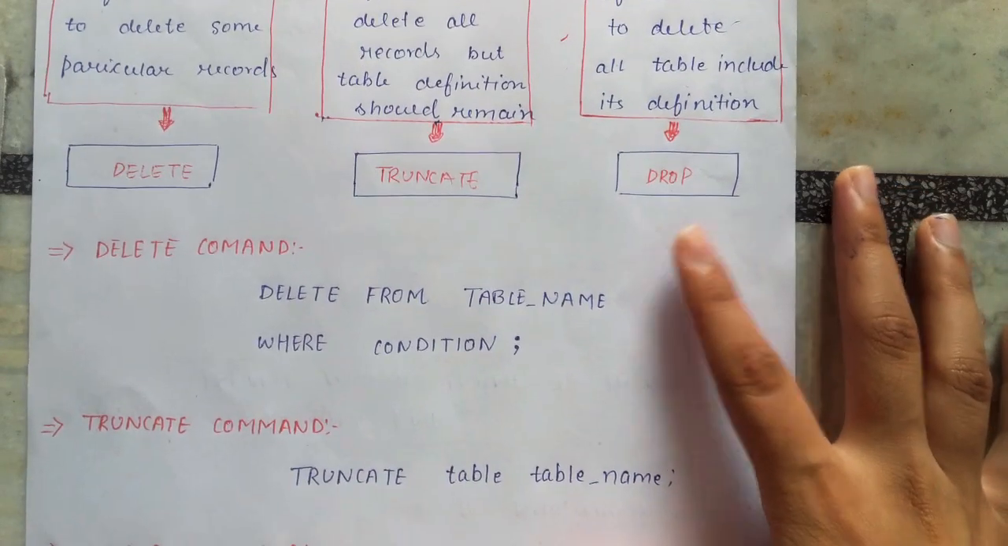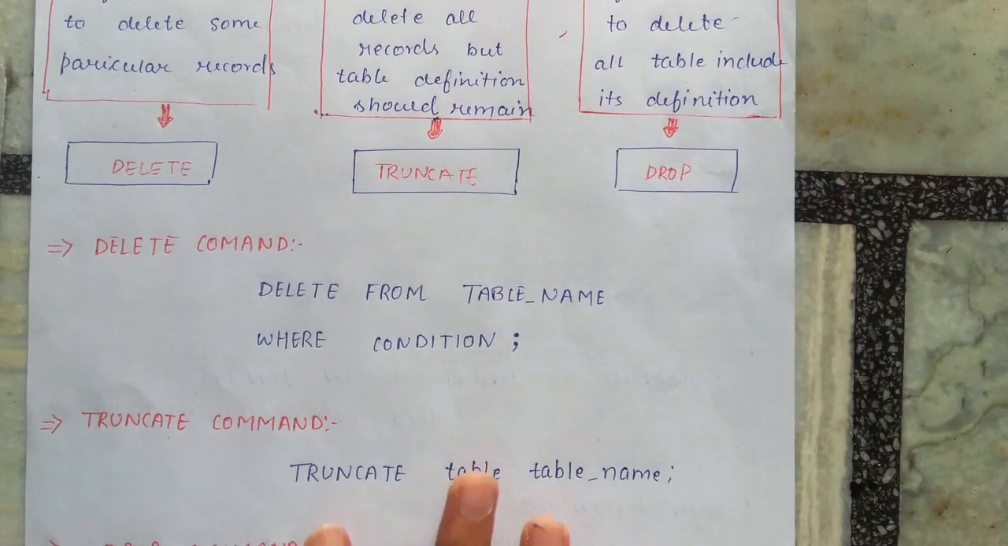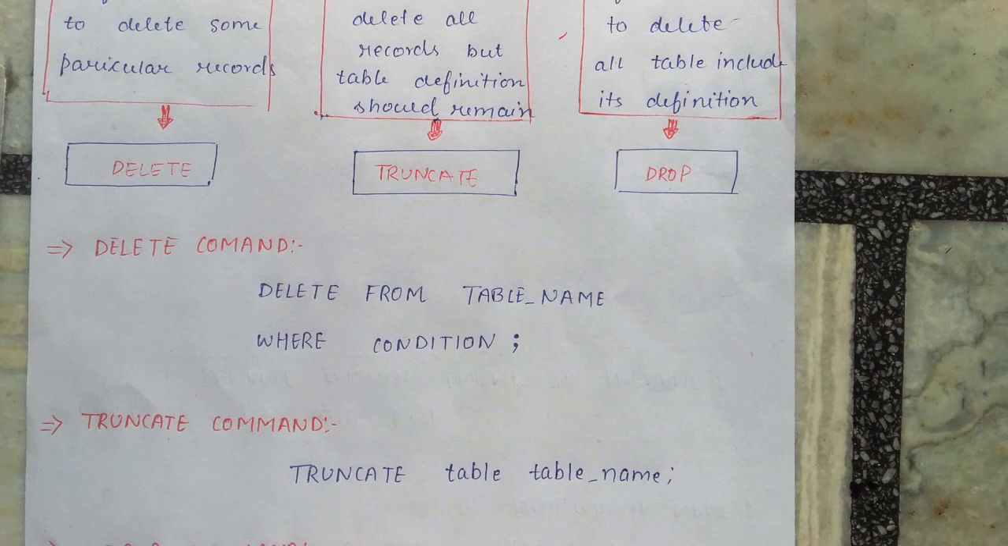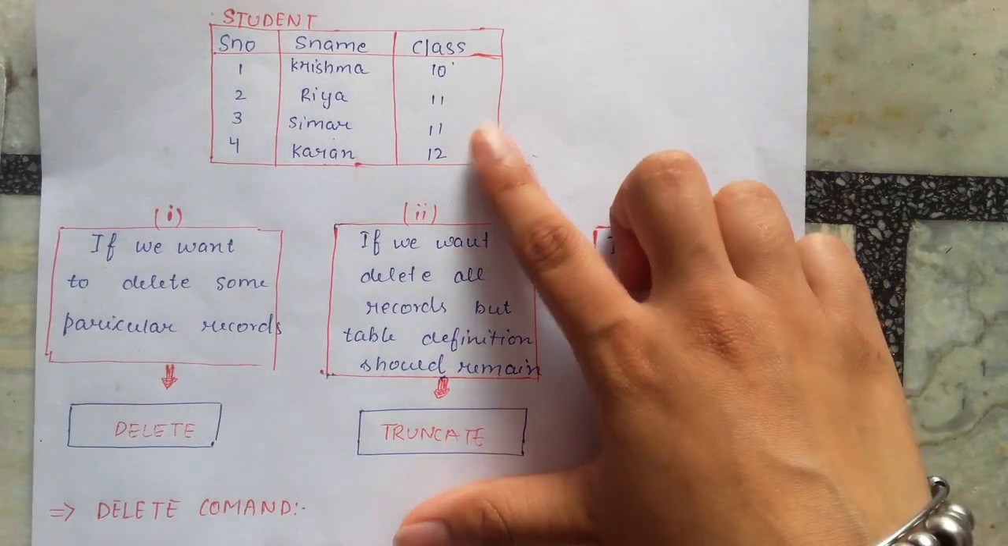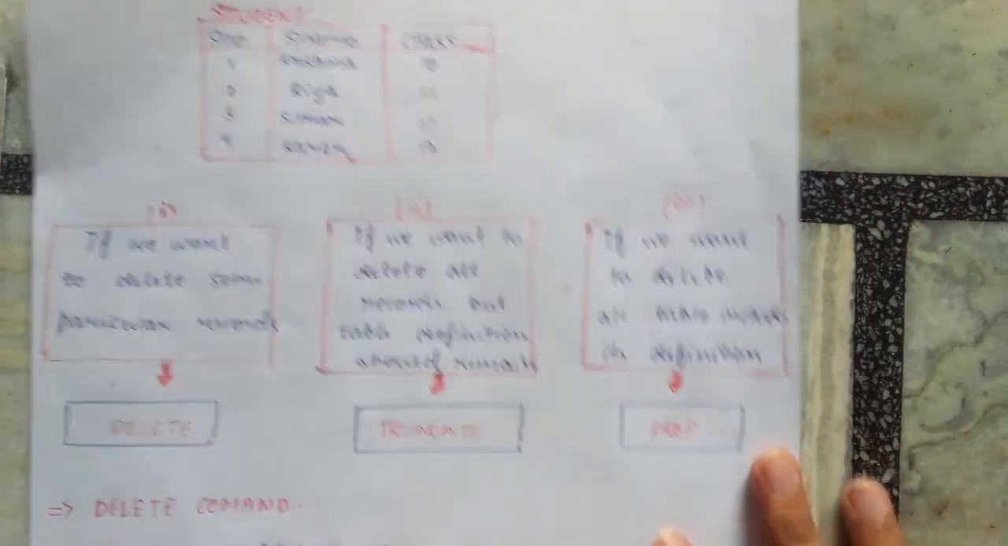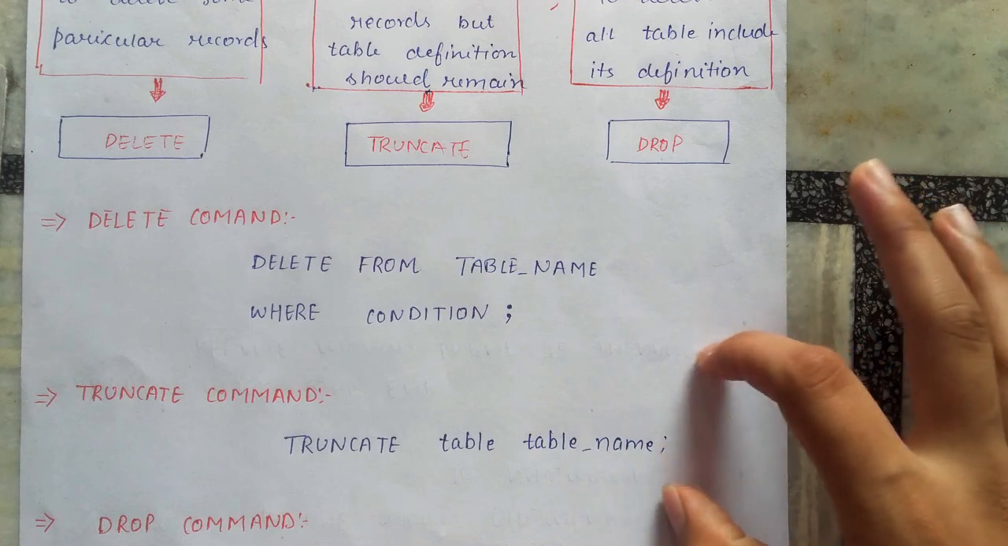Now the next is the truncate command. As I told you, truncate is used to delete all the records from the table, but the table structure will remain in the db, so if we want to insert some new row, we can. The syntax for the truncate command is: truncate table name, that is, truncate table student. It will delete all the records, whatever their number, here all 4 records, from this table. So this is the use of the truncate command.